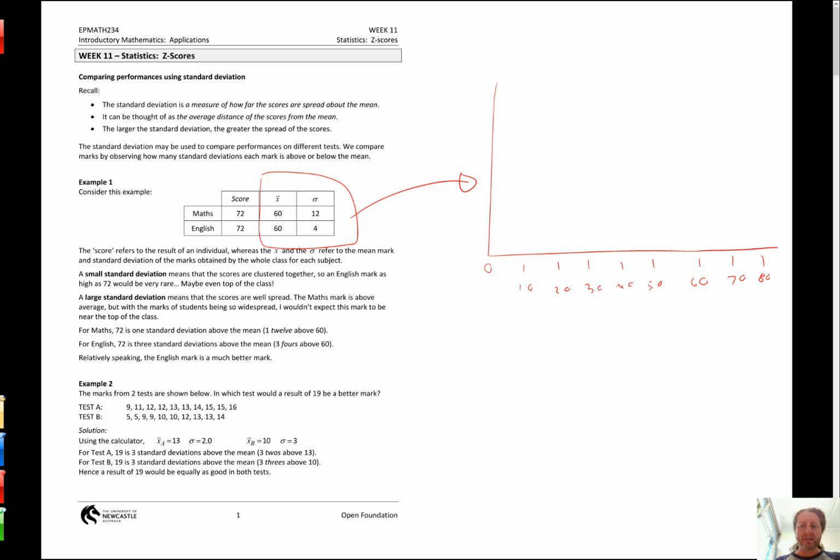Well, for maths, yes, the mean was 60, so I've got a lot of marks around 60. And the standard deviation was 12, so it was still really common, maybe it looked like that, that within 12 there were still a lot of scores in there. But let's look at English. So that's maths. If I do English now, its mean was still 60, but its standard deviation was only 4.